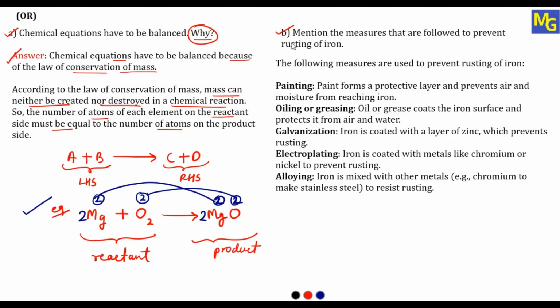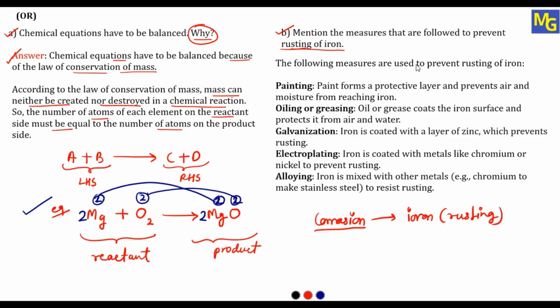Now we'll see the next question, that is the B sub-question. Mention the measures that are followed to prevent rusting of iron. So here we have to write the steps which are used to avoid the rusting of iron. What do you mean by rusting? Rusting is also called corrosion. Corrosion is a general term actually, but if this corrosion takes place in the case of iron, it is called rusting. So how to prevent it, that we have to write here.